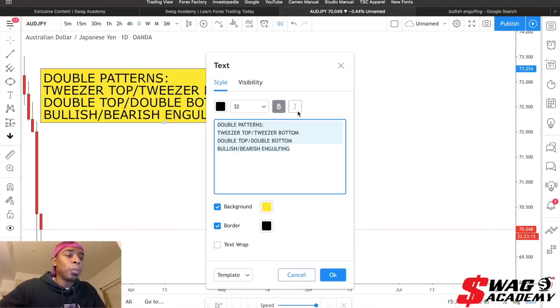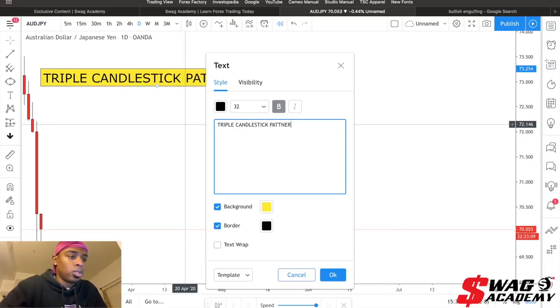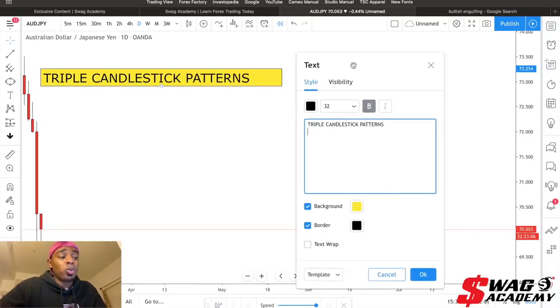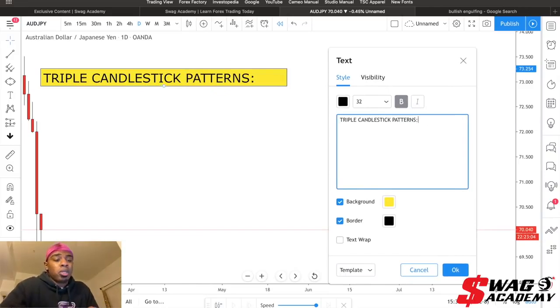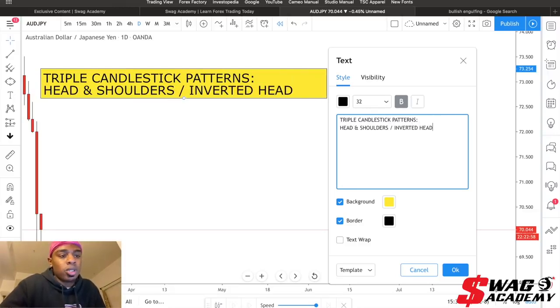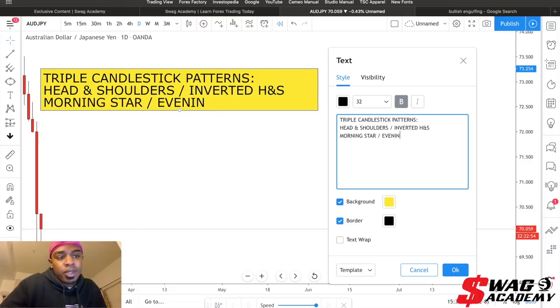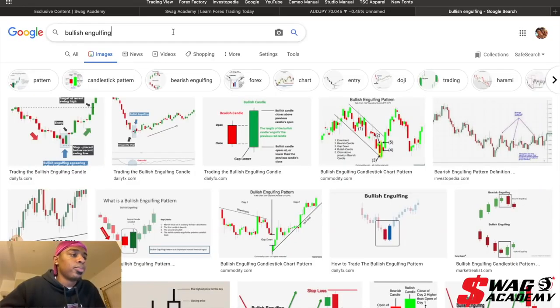Now for triple candlestick patterns, that just means three candlesticks. So when you see three, it means like this or that or that. So that means head and shoulders, aka inverted head and shoulders. I'll put H and S. Morning star, evening star. Those are what you should be focusing on. And you can obviously look it up.